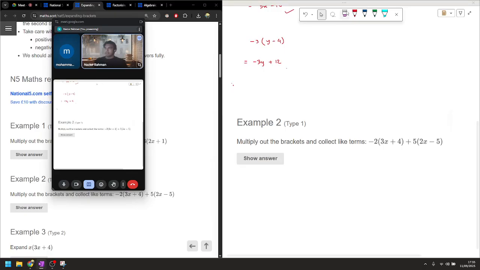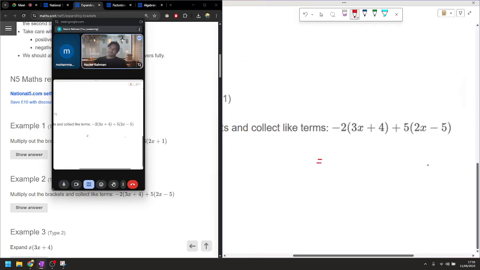So multiply out the brackets and collect the like terms. So this is our question now. So how do we do that?